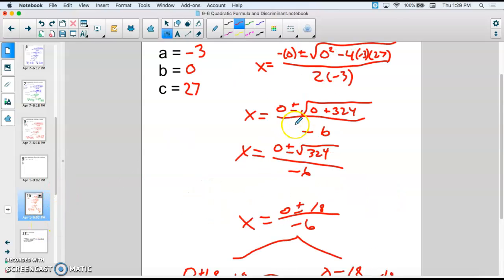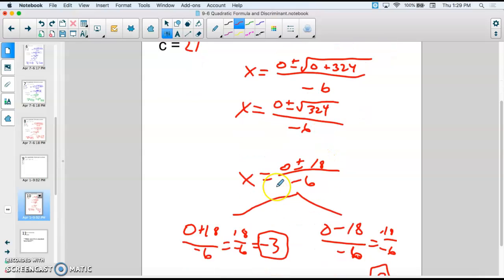Now, what happens if this would have been a negative 324? Well, we can't take the square root of a negative number. If you ever get a negative inside your square root, first off, double check that you did it right. But then if you're confident that you did it right and there's still a negative inside your square root, that means that there's no solution. Because we haven't learned about imaginary numbers yet. So for us, it's just no solution right now. That's only if there's a negative inside your square root and you've double checked your answer and it's still a negative.